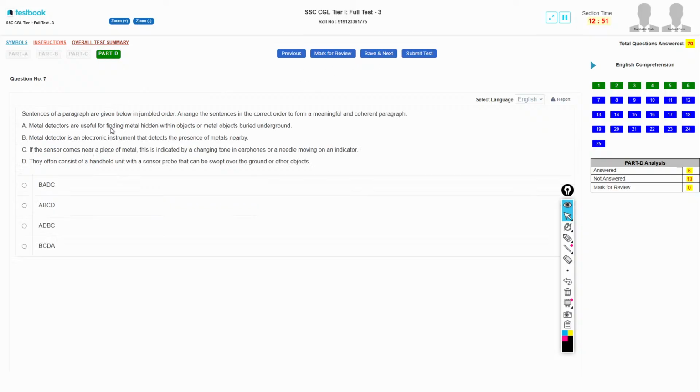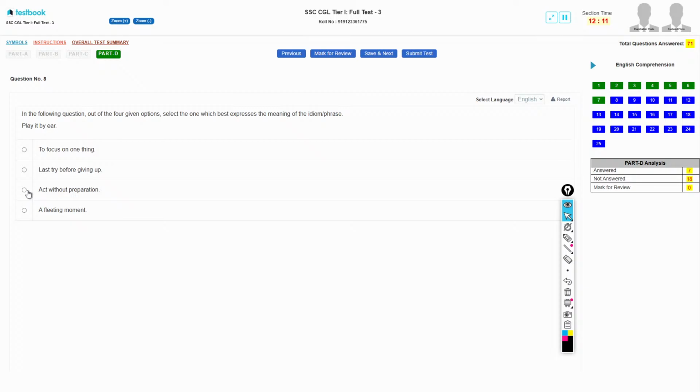Metal detectors are useful for finding. Okay, a metal detector is an electronic instrument that detects the presence of metal nearby. So B will be the start. They often consist of a handheld unit with sensor probes. If the sensor comes near a piece of metal... Again, metal detector. So B, C, then D, and then play it by ear. So act without preparation.